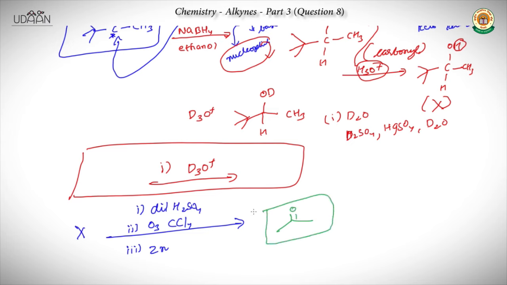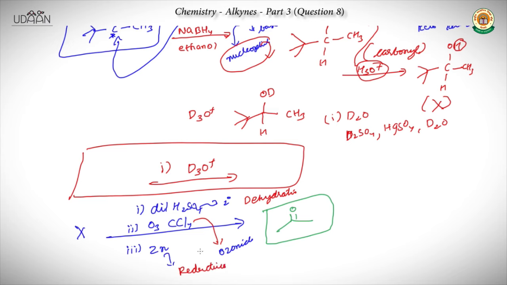As a hint, I'll tell you this one. You have H2SO4 here and a secondary alcohol here. Look if there is a possibility for dehydration. And you have O3 here. See if you will get an ozonide. And you have zinc here, which indicates reductive ozonolysis.